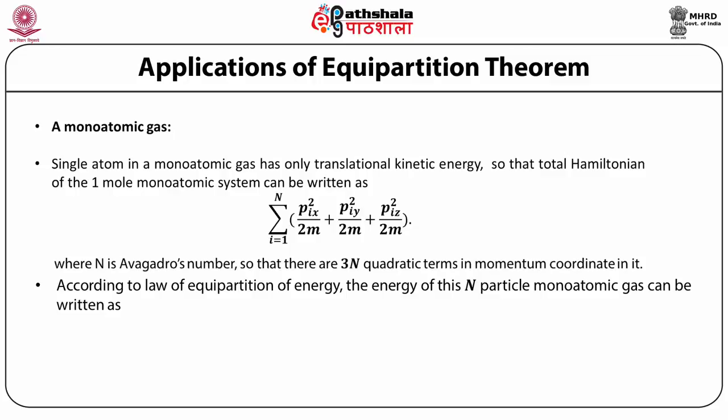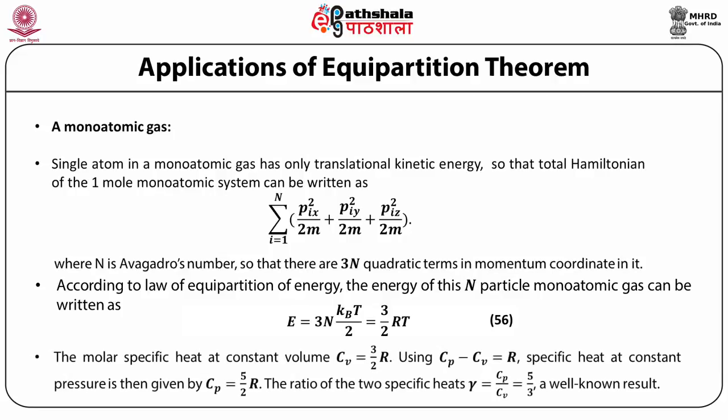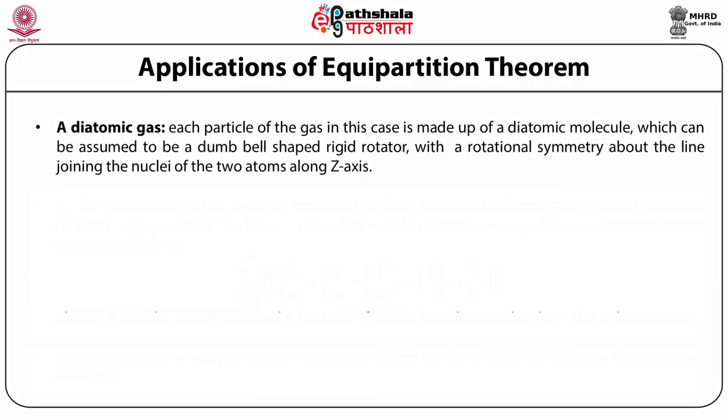According to the law of equipartition of energy, the energy of this N-particle monatomic gas can be written as E = 3N kB T / 2 = 3/2 RT. The molar specific heat at constant volume Cv is therefore equal to 3/2 R. Using Cp − Cv = R, the specific heat at constant pressure is then given by Cp = 5/2 R. The ratio of the two specific heats, gamma = Cp/Cv, becomes equal to 5/3, a well-known result.